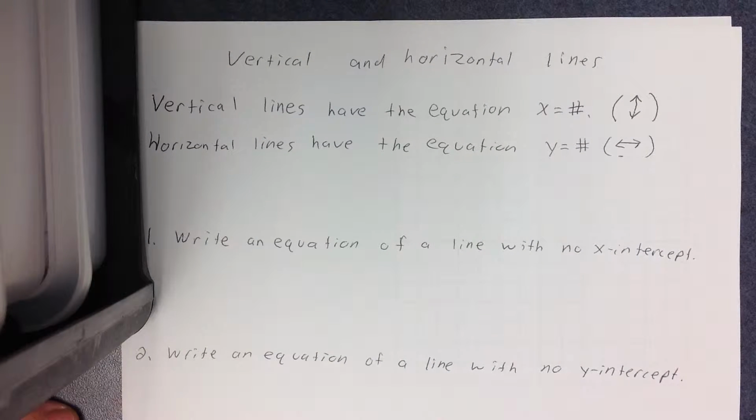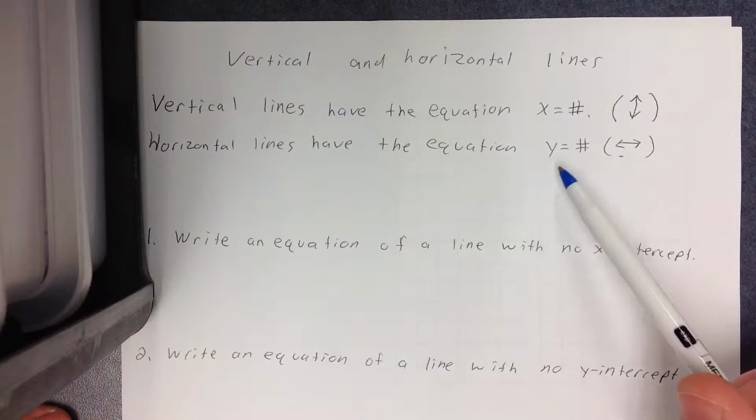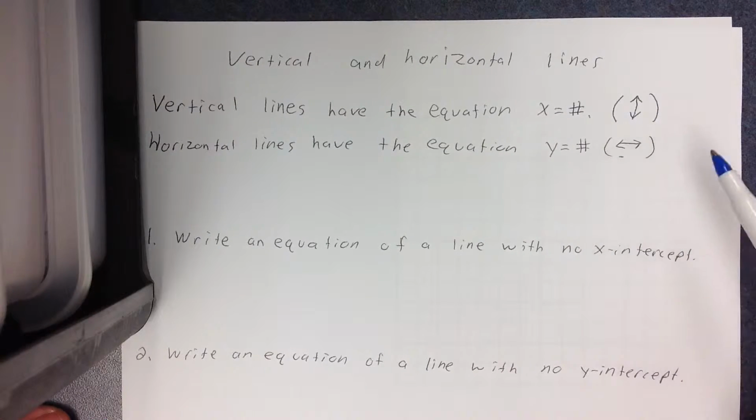Okay, now we're going to talk about vertical and horizontal lines. Vertical lines have the equation x equals some number, and vertical lines go up and down. Horizontal lines have the equation y equals some number, and they go left to right.